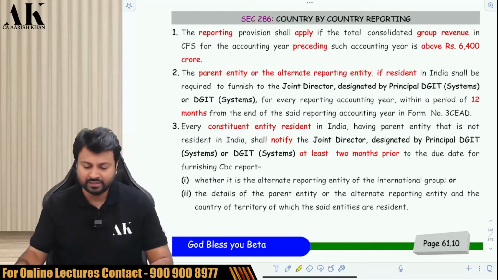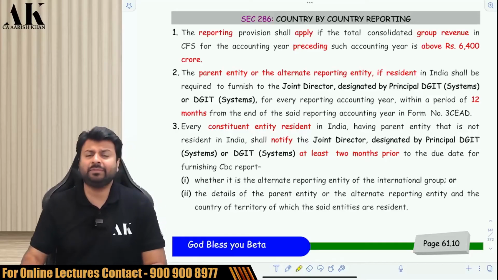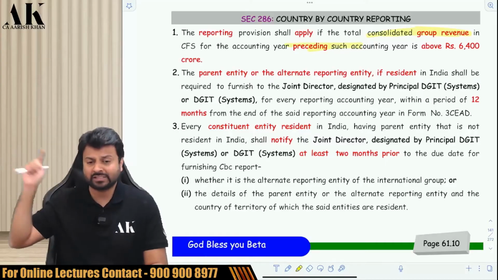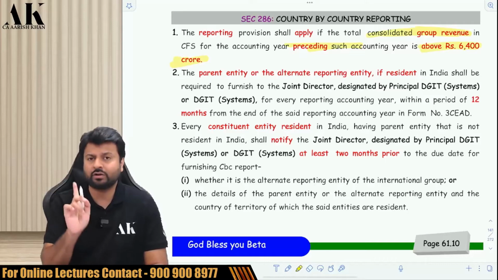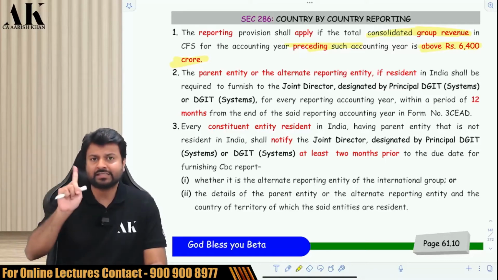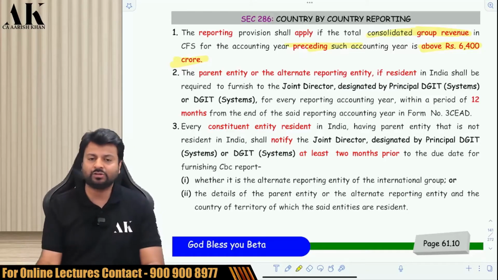The CBCR. So first of all, the very first thing which we need to understand, CBCR is applicable to which companies? It is applicable only to those companies whose consolidated group revenue in the last accounting year, not in the current accounting year, in the last accounting year is above 6,400 crore rupees. So if the consolidated group revenue in the last accounting year is greater than 6,400 crores, then only CBCR is applicable, otherwise CBCR is not applicable.